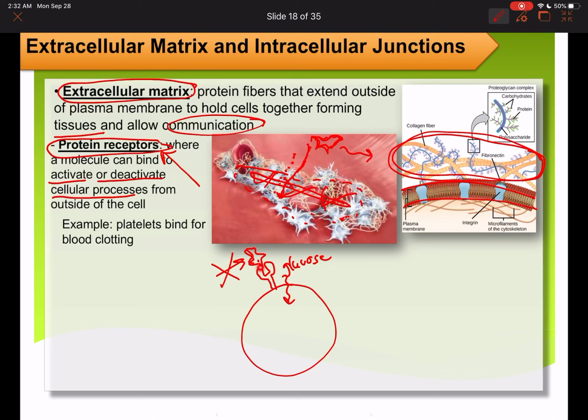Specifically, this binding action is kind of like that specificity we talked about in the enzyme-substrate relationship. But because something's wrong with that, the cell does not sense insulin, and hence it does not take in glucose. So that's another classic example of the importance of protein receptors.